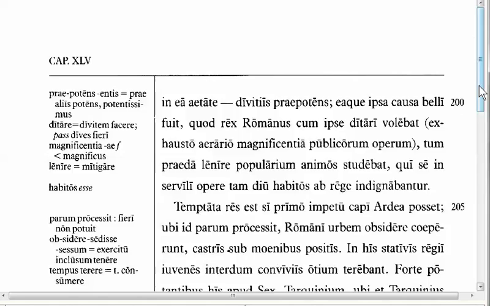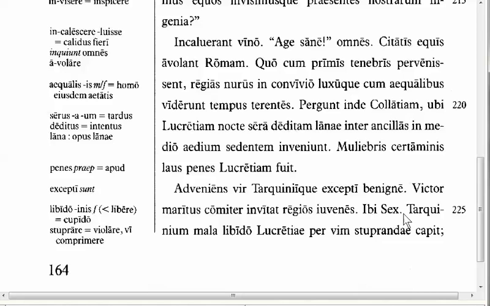And here we'll start with Ibi sextum tarquinium mala libido lucretiae per vim stuprandae capit. There, a terrible desire of raping Lucretia seized, grabbed hold of Sextus Tarquinius. So here the new feature is Lucretiae stuprandae. Notice that we have a gerundive here, of raping Lucretia. If we had put this into a gerund form, we'd have stuprandi Lucretiam, of raping Lucretia.